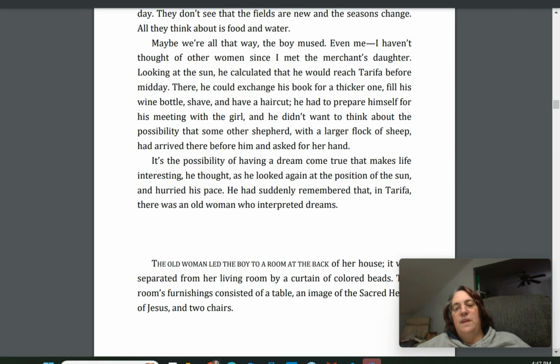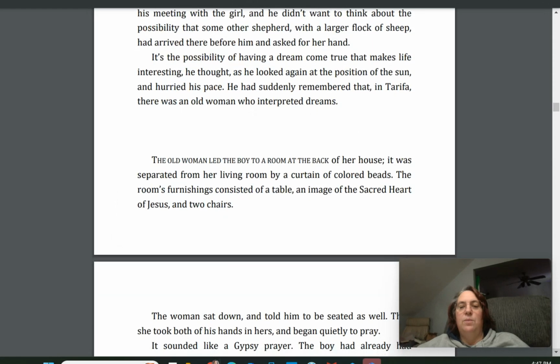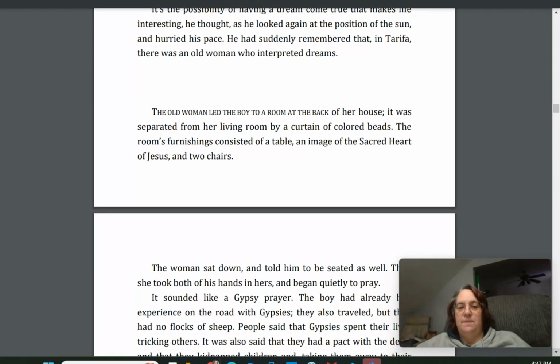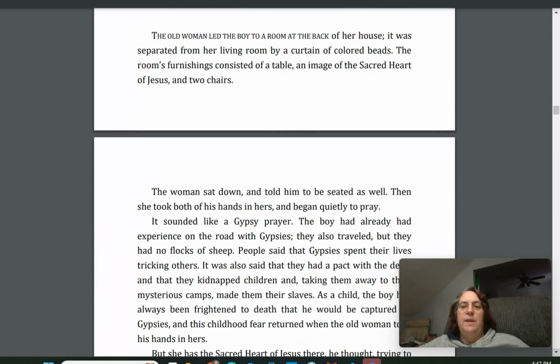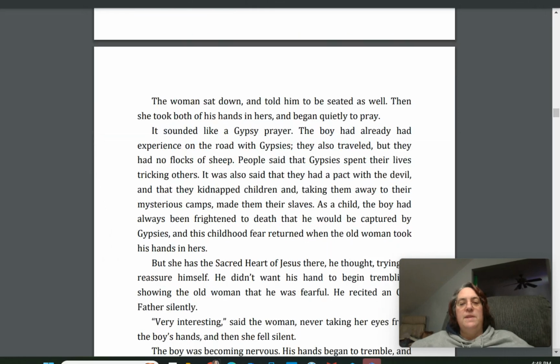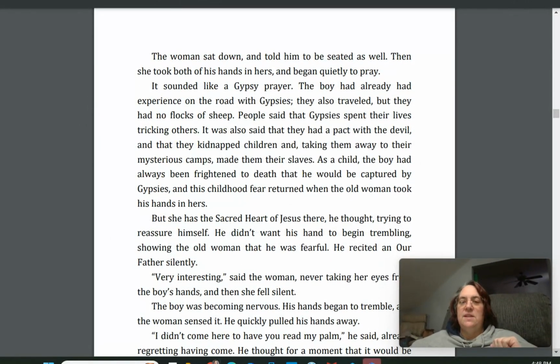He suddenly remembered that in Tarifa there was an old woman who had interpreted dreams. The old woman led the boy to the back of her house. It was separated from her living room by a curtain of colored beads. The room's furnishings consisted of a table, an image of the Sacred Heart of Jesus, and 2 chairs. The woman sat down and told him to be seated as well.